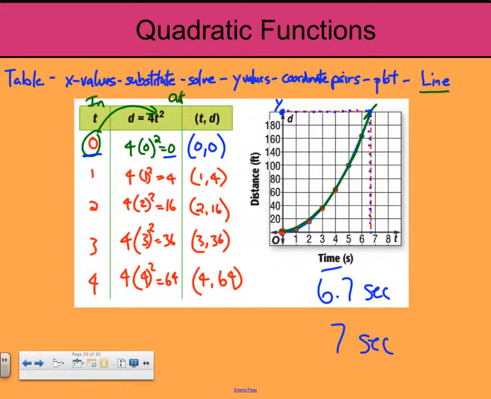So let's break this down again. We created a table, came up with x values right here. We substituted those x values in right here. We solved each and every single one of the equations, came up with coordinate pairs. When we had the coordinate pairs, we plotted them in the equation. Then we drew the line, and then we used our graph to answer the question that they had.